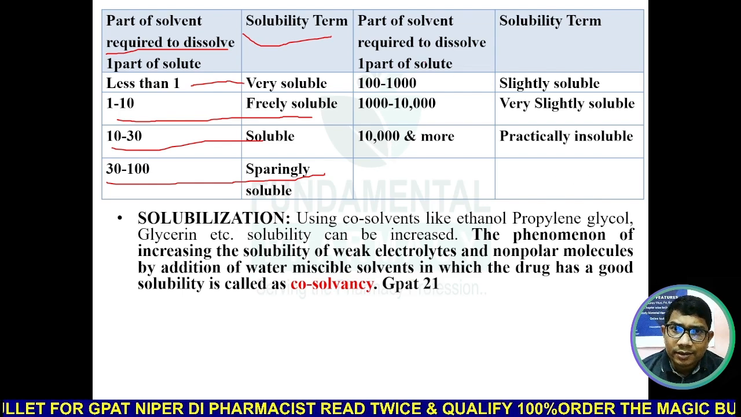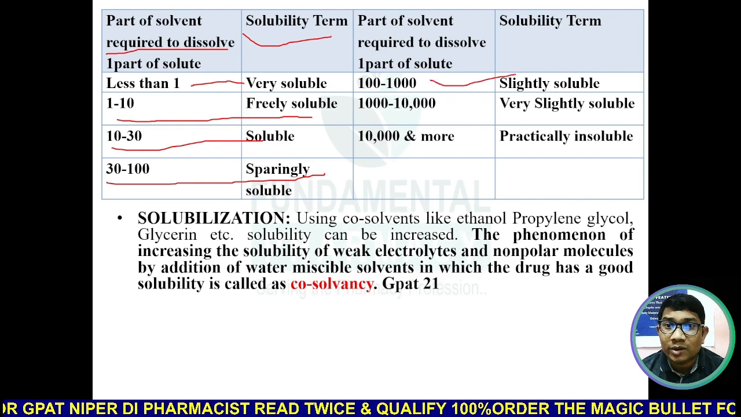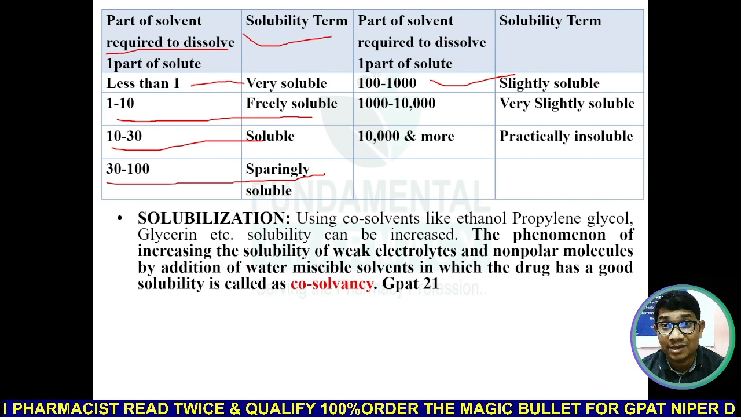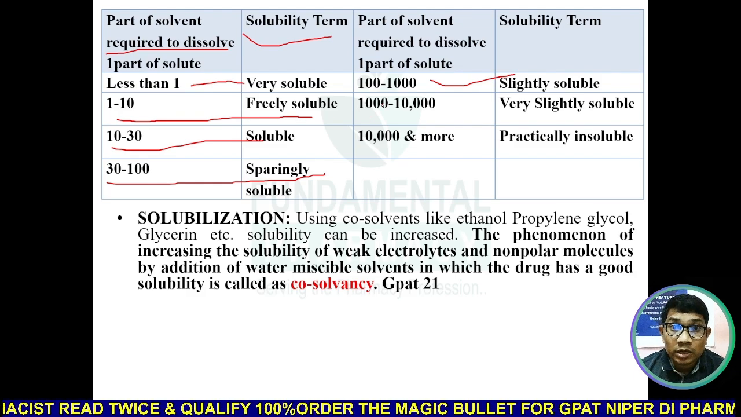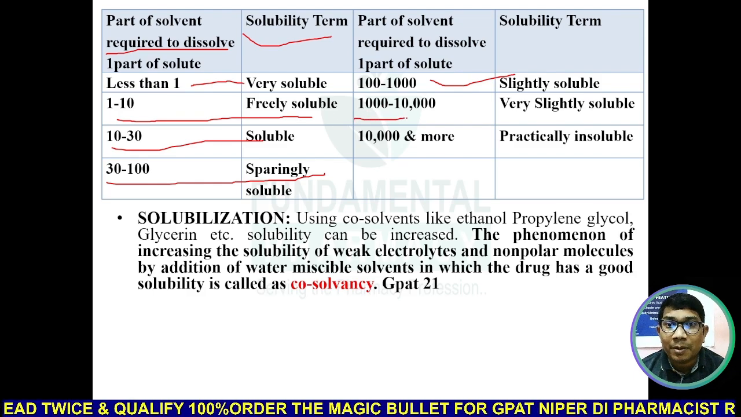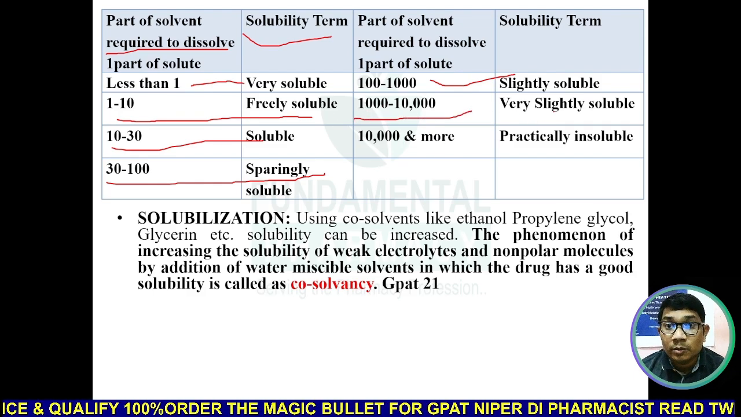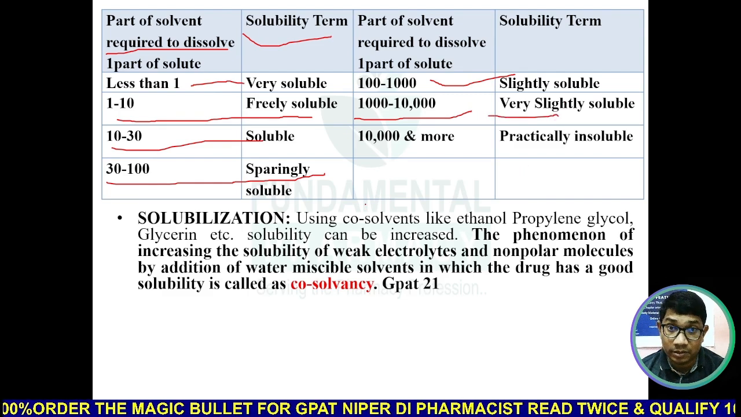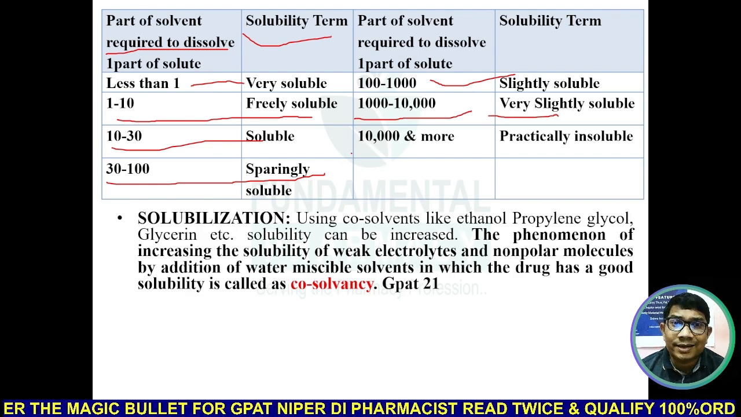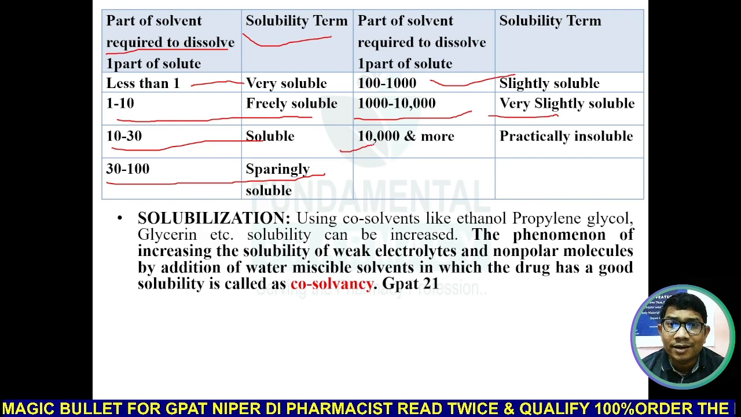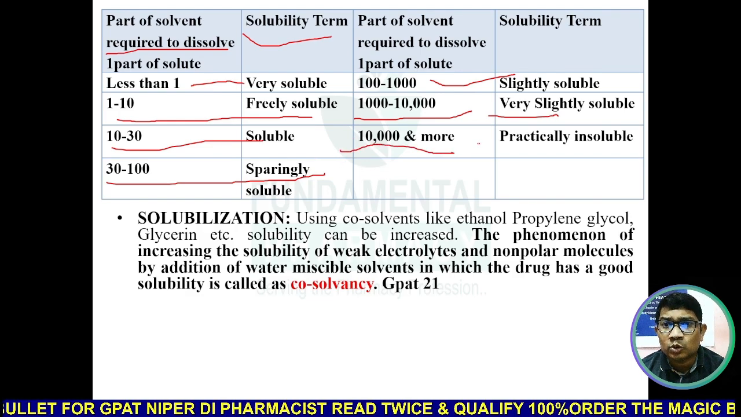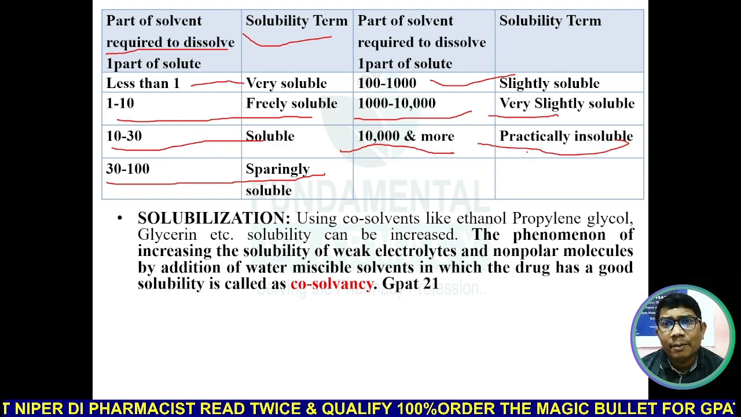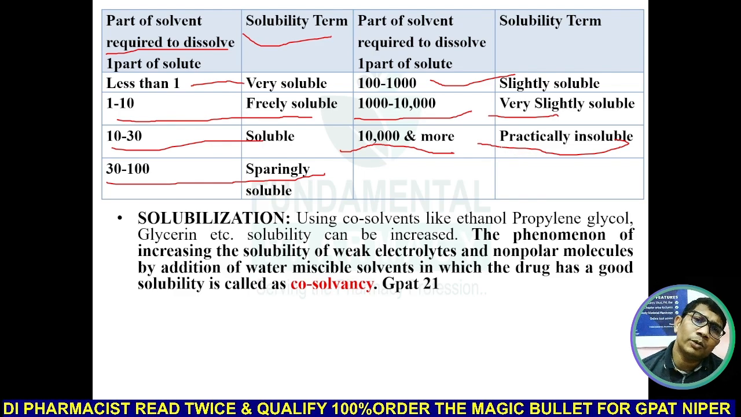If 100 to 1000 parts of solvent are required to solubilize only one part of solute, the solute is called slightly soluble. If 1000 to 10,000 parts of solvent are required to solubilize only one part of solute, the solute is called very slightly soluble. If more than 10,000 parts of solvent are required to solubilize only one part of solute, in this case the solute is known as practically insoluble. And I hope you have understood this.